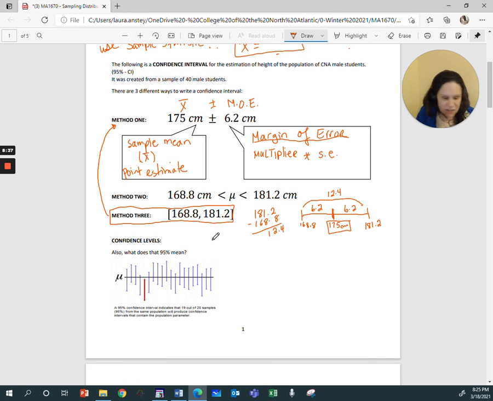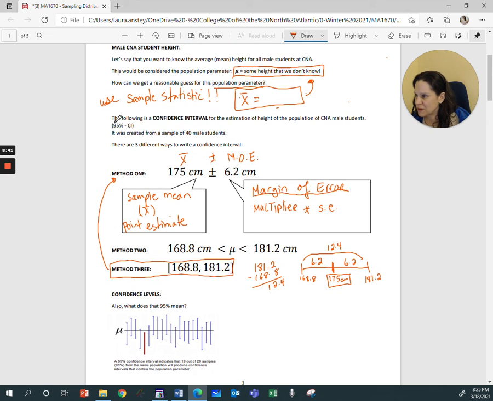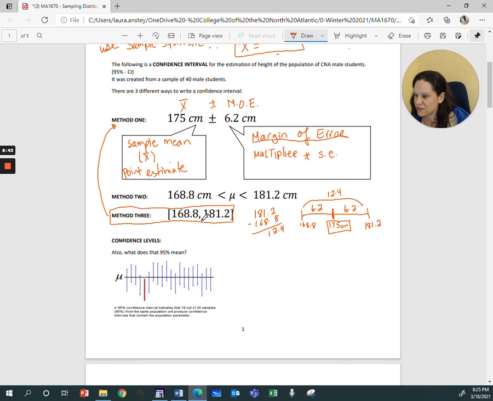Confidence levels. Okay. See this 95% up here, where I said it was a 95% confidence interval? What does 95% mean? Basically, 95% is the same thing as saying 19 out of 20. And if you don't believe me, put it in your calculator: 19 divided by 20 will give us 95%.